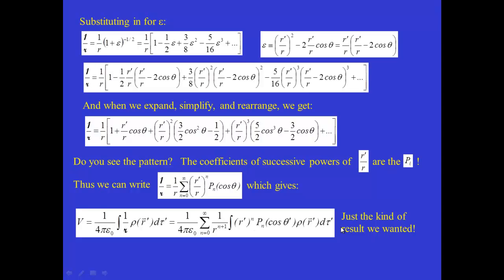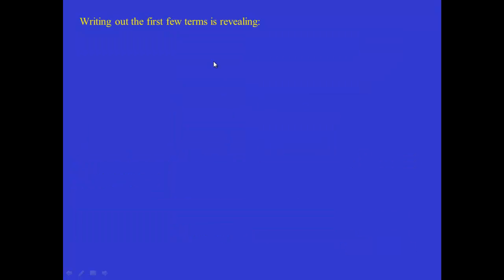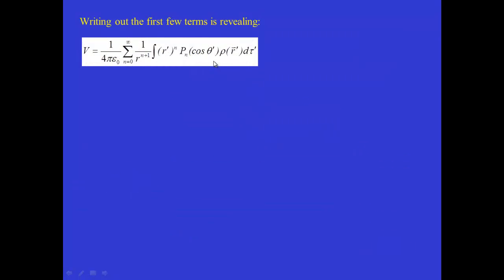But realize this is exactly what we wanted. We were hoping for some kind of expression for V that had successively higher powers of r in the denominator. So when we write the first few terms out, we see that that's exactly what we get. Here's the expression for V, and so we'll write out n equals 0. That'll have a 1 over r. Then we'll write n equals 1, which will have a 1 over r squared, and so on. So here's the first term, n equals 0.